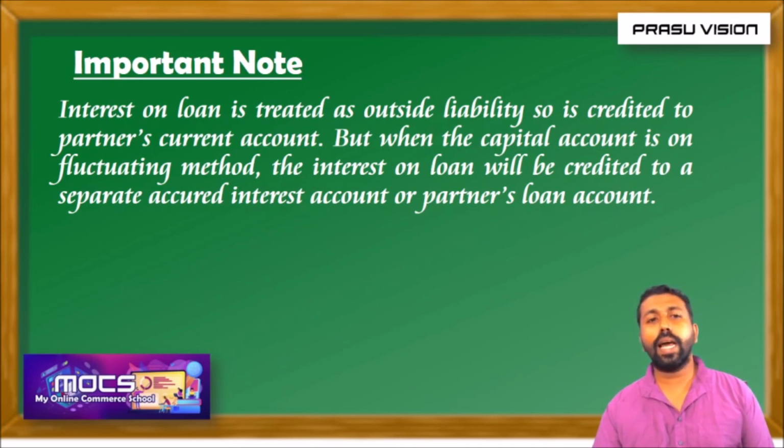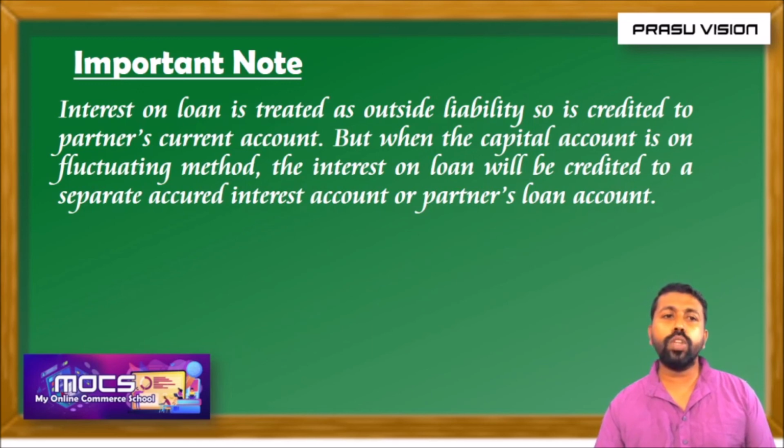when we are preparing the capital account of partners under the fluctuating method, we will never take interest on loan to the capital account. If it is the fixed capital method, we can take it into the partner's current account, not in the partner's capital account. But if it is on the basis of the fluctuating capital method, we have to prepare another account, the partner's loan account. So these are the adjustments related to interest on loan. So remember how to prepare the partner's capital account.